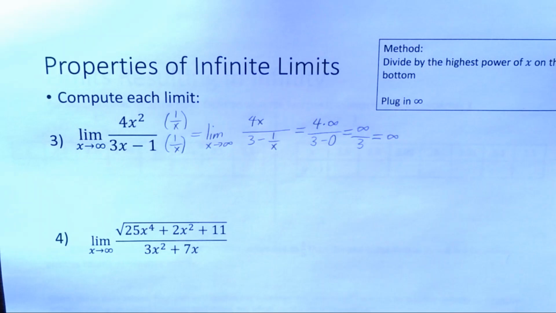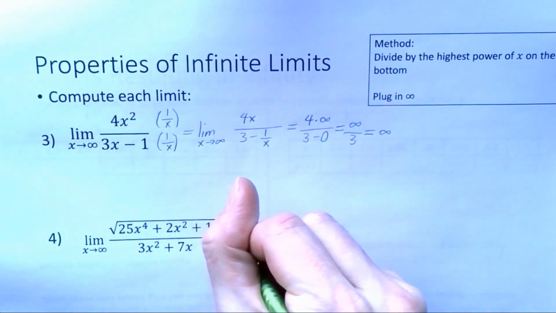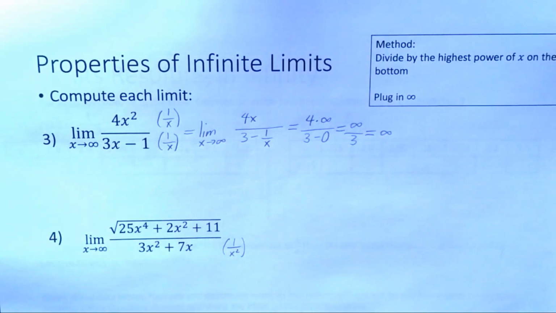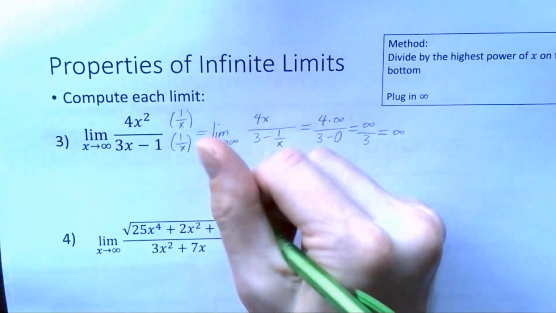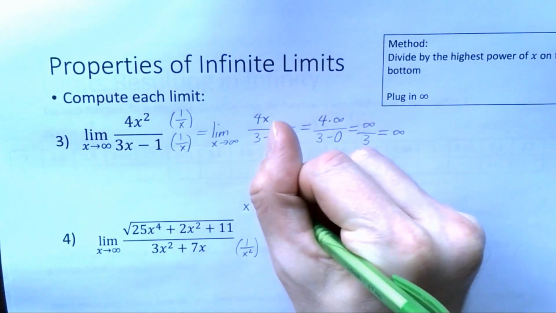So, first of all, think to yourself, how is problem 4 significantly different than the other 3? Hopefully, in looking at that, you saw the square root on the top. Now, we're still going to divide by the highest power on the bottom, so we're still going to multiply by 1 over x squared. However, that doesn't do us a whole lot of good on the top, except we can note that x squared is equal to the square root of x to the 4th.